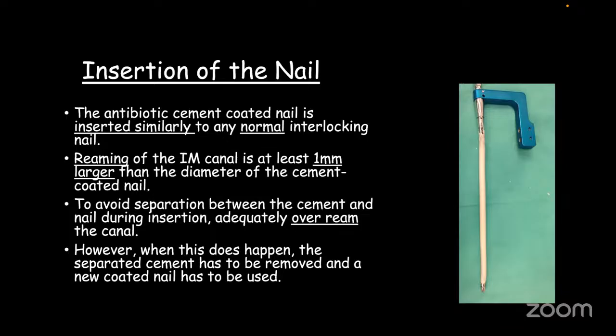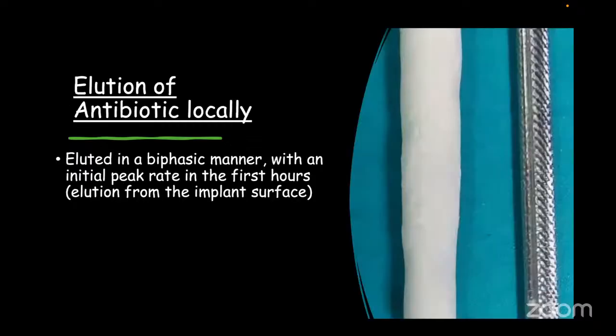However, if there is a separation of the cement, it has to be removed completely from the medullary canal. And again, you do the same: use a new coating of the nail, use new cement, coat the nail and again do it.